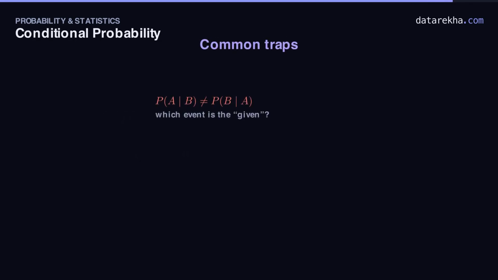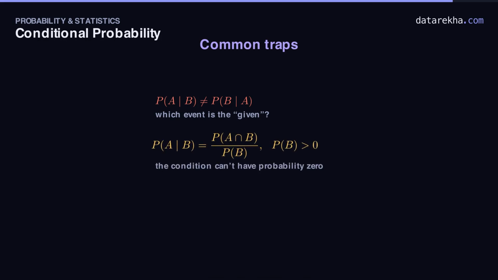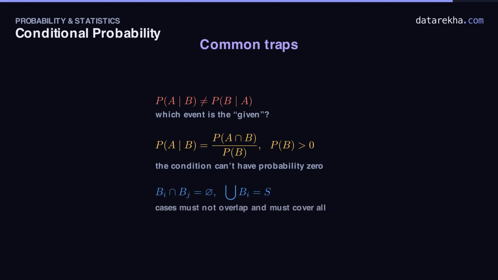Trap 1. The deadliest. Confusing P of A given B with P of B given A. Always pin down which event is the given before you write anything. Trap 2. Forgetting P of B must be greater than 0. You're dividing by it. If the condition is impossible, the conditional doesn't exist. Trap 3. Overlapping cases in total probability. The cases must be mutually exclusive and exhaustive. Overlap, and you double count past one.